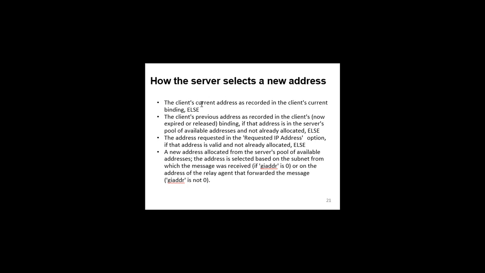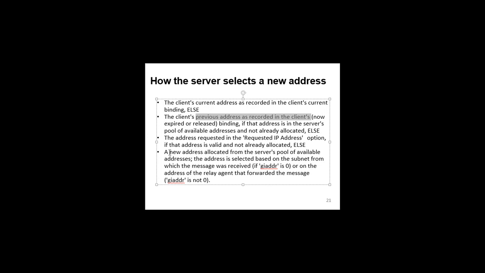The client's current address as recorded in the client's current binding, else the client's previous address as recorded in the client's binding. If the address is already in the server, it is proof that you have not been reallocated, so you will be provided the same address. If you have moved and your position is not the same as it was bound in the previous binding information, you will be released a new address.